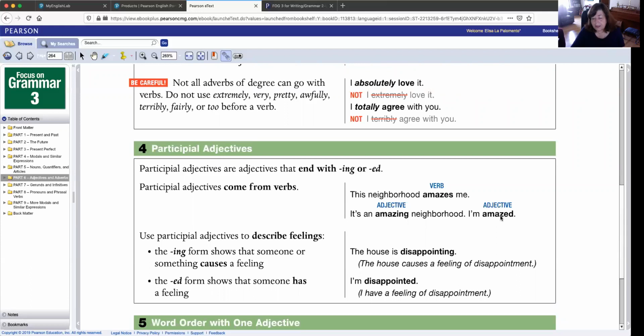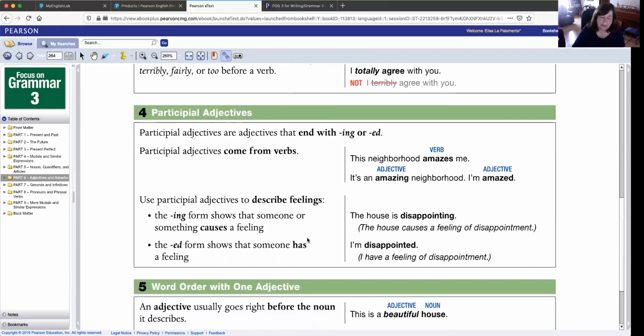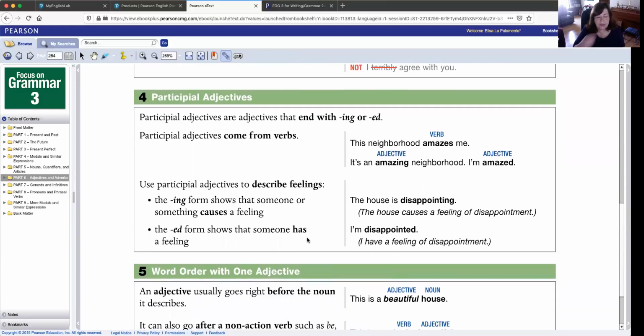This word can also be a verb. He amazed me with his tricks, okay? But in this case, it's an adjective. I'm amazed. So we use the participial adjectives to describe feelings. And I explained this just a little bit when we did the other section.